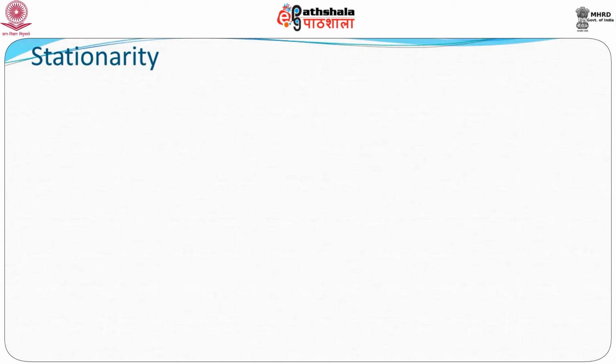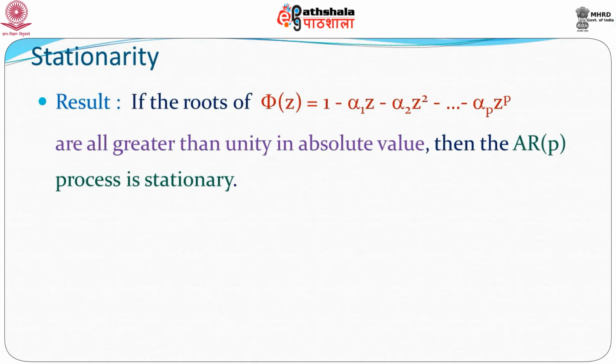Now, if you look at the stationarity condition, we claim that if the roots of phi z are all greater than unity in absolute value, then the ARP process is stationary. This can be proved. We can show that we equate phi z with 0, find all the p roots, and if the p roots are greater than 1 in absolute terms, then the ARP process is stationary. We will not show this for a general process, but we will look at this through the AR1 process, which we have already discussed in the last module.